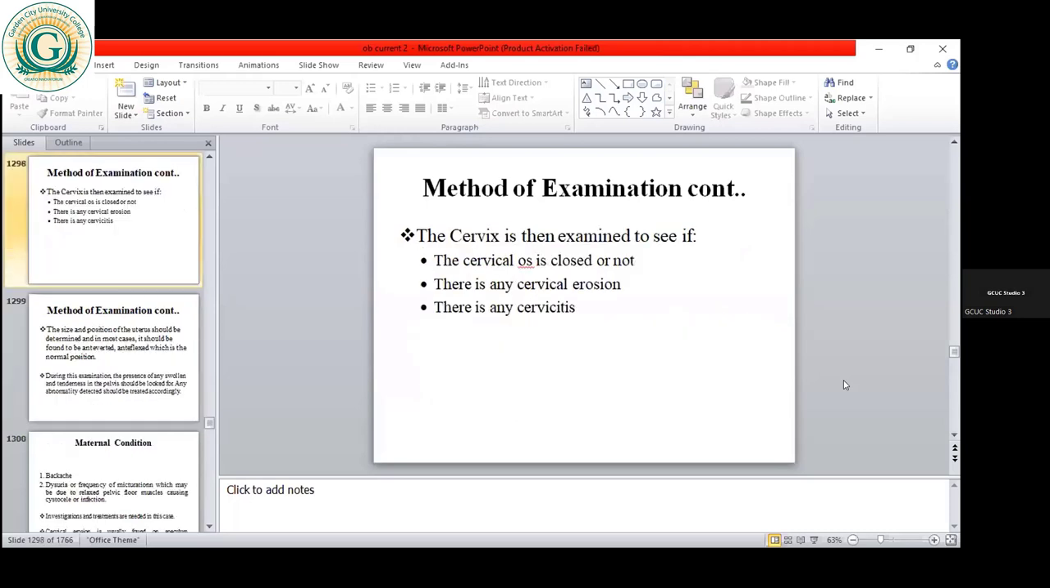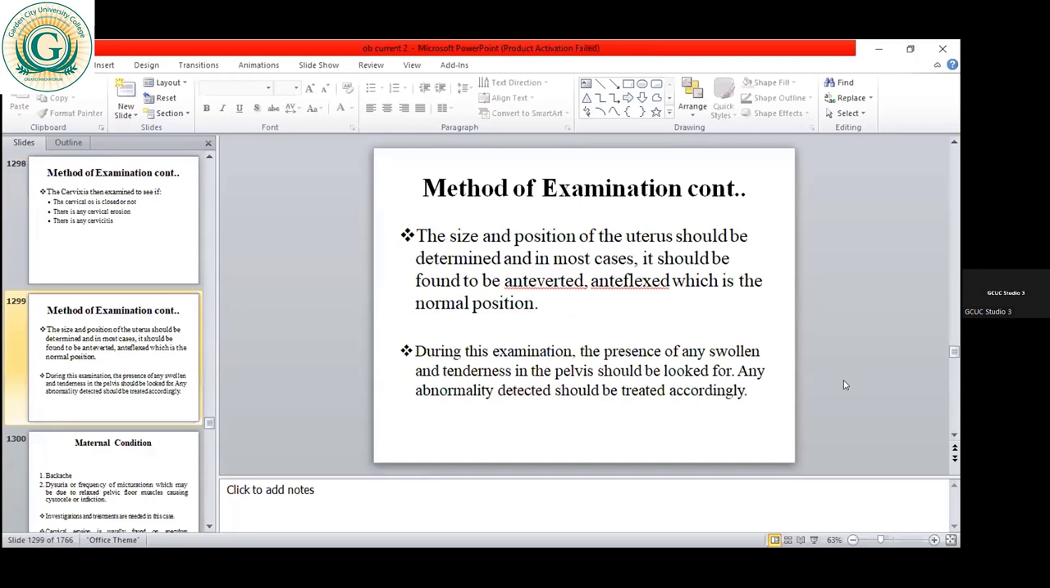The cervix is examined. You use a speculum to open the vaginal wall and look at the cervix. See whether the cervix is closed or not. See whether there is any cervical erosion or cervicitis. The size and position of the uterus should also be determined in most cases, and you should find out if it is anteverted or anteflexed, which is the normal position.